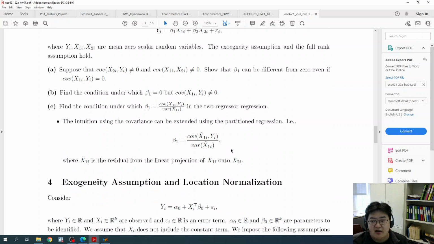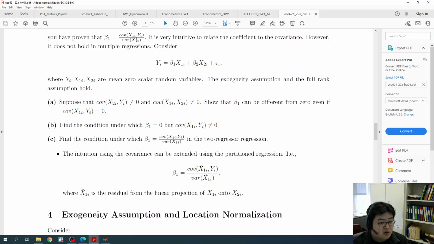And finally, I believe you learned it already, partitioned regression. So if you really like this formula, then you have to memorize this, not this one, right? You have to use the residual. You have to have a preliminary regression, take the residual from the preliminary regression, and use that instead of the original regressor. That's the only way you apply this formula in the multiple regression case.